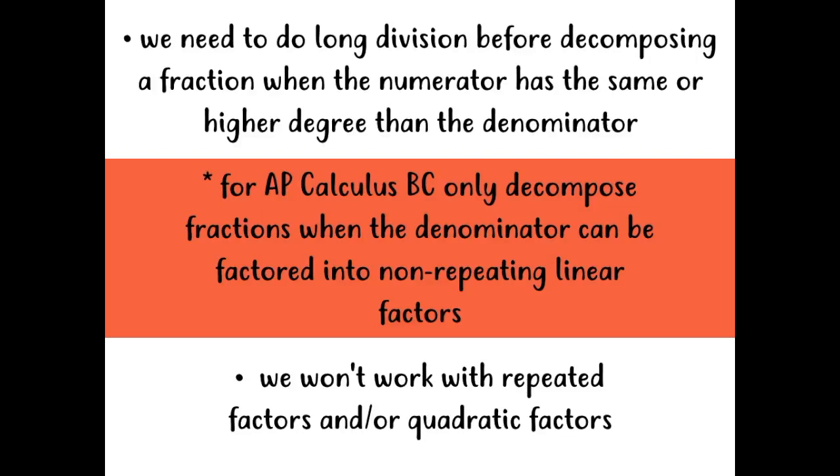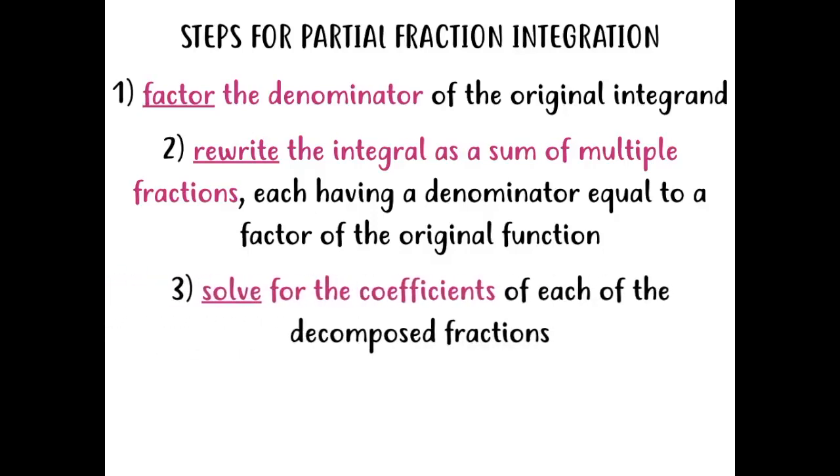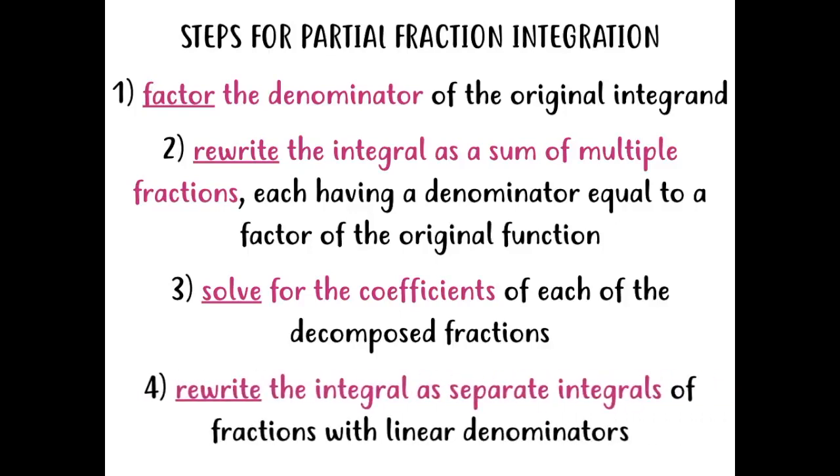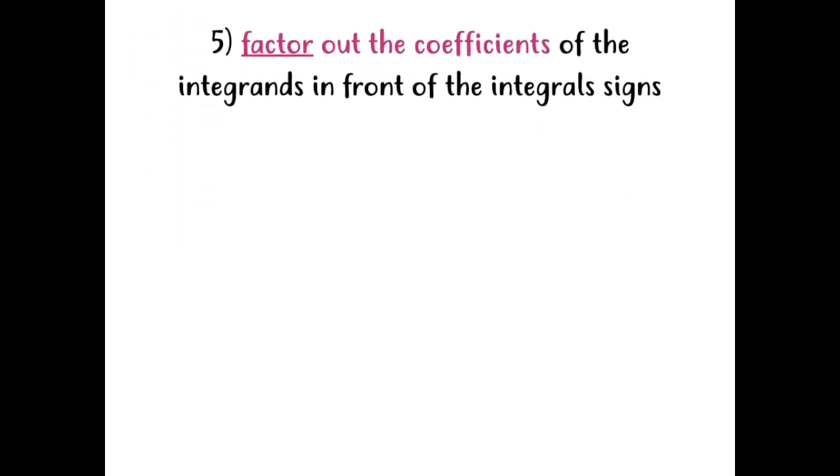Here are the steps for partial fraction integration. First, factor the denominator of the original integrand. Then, rewrite the integral as a sum of multiple fractions, each having a denominator equal to a factor of the original function. Then, we will solve for the coefficients of each of the decomposed fractions, and we will rewrite the integral as separate integrals of fractions with linear denominators.